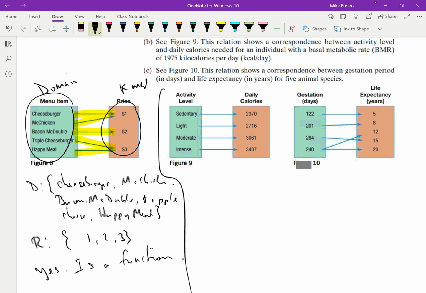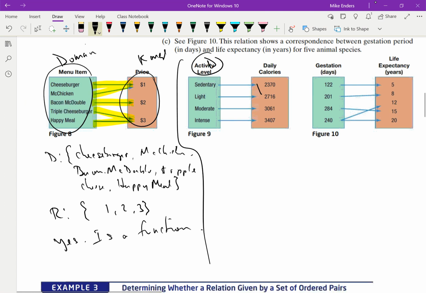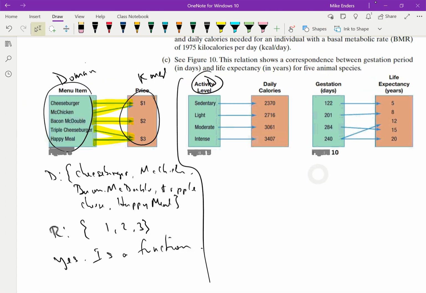With our next item, we have the correspondence between activity level and daily calories needed for an individual with a basal metabolic rate of 1,975 kilocalories per day. Our domain is the activity level, and our range is the daily calories. I'm not going to write out every single item, but we go ahead and list those. Actually, I probably should. Let's not be lazy. Let's not be sedentary.